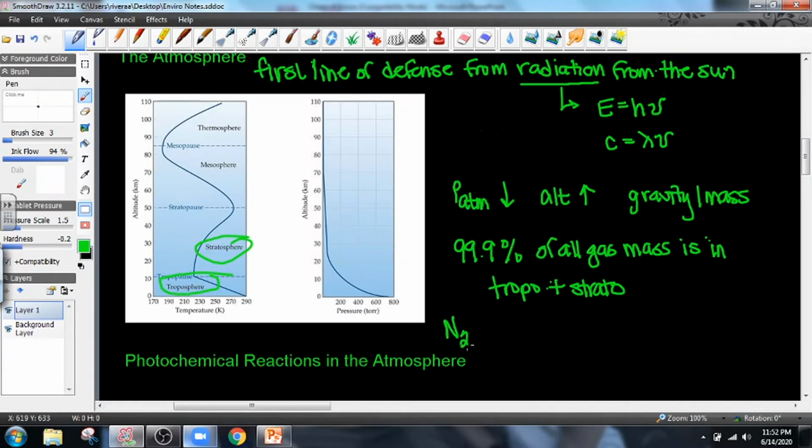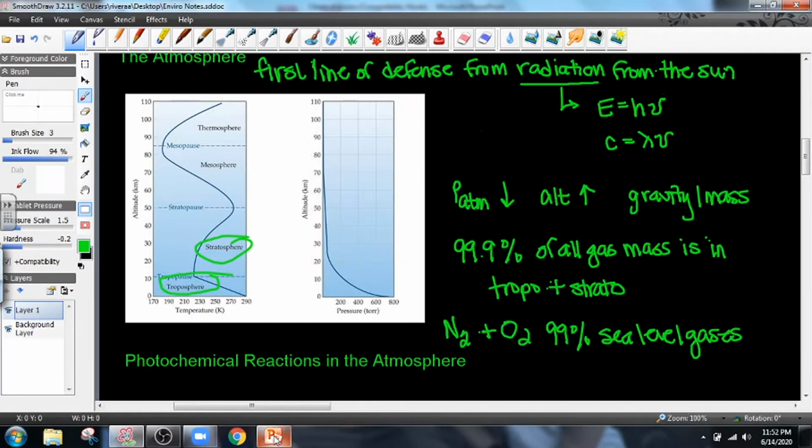Down here in our troposphere, N2, nitrogen, and O2, which is oxygen, they make up about 99% of sea level gases. Because you know there are lots of other gases besides nitrogen and oxygen here in our troposphere, but nitrogen and oxygen make up 99% of them.